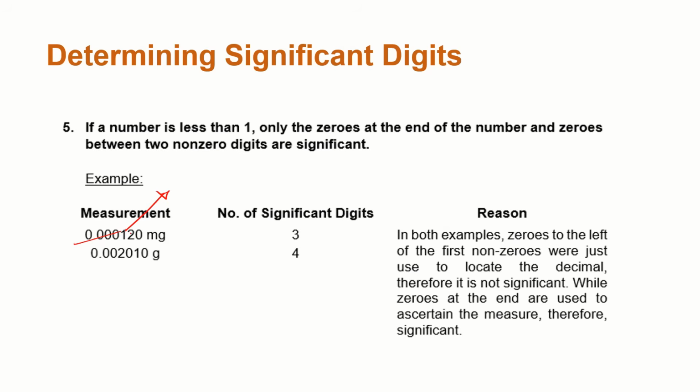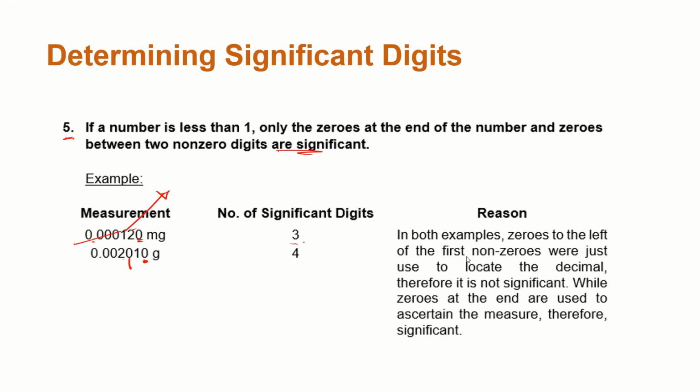So kung less than 1 yung ating value, so this is less than 1, di ba? Kasi 0.000120. So zeros to the right of the non-zero are significant. So ito, we have here 1, 2, this is a non-zero. So we have here 0 pagkatapos ng 2. So therefore, this 0 is significant. So 3 significant digits. So the same din dito. So dito ma-apply natin, between non-zero, this is significant, and ma-apply natin yung rule number 5 dito sa 0 na to. So therefore, 4 significant digits itong value na to.